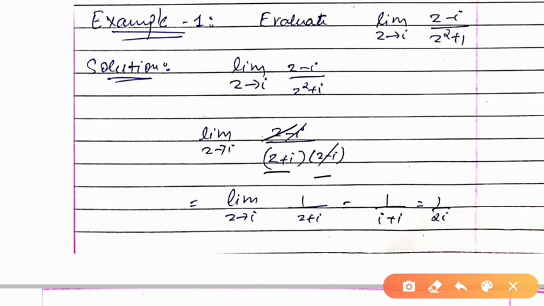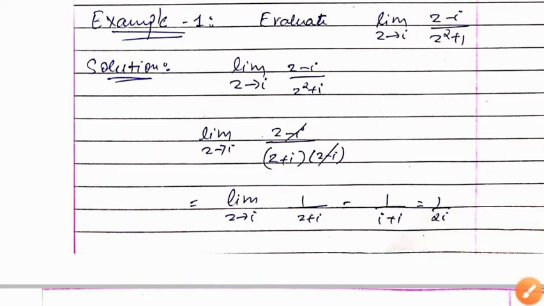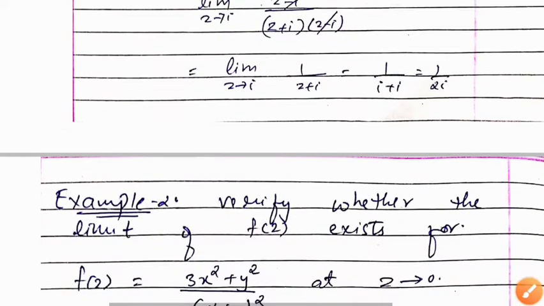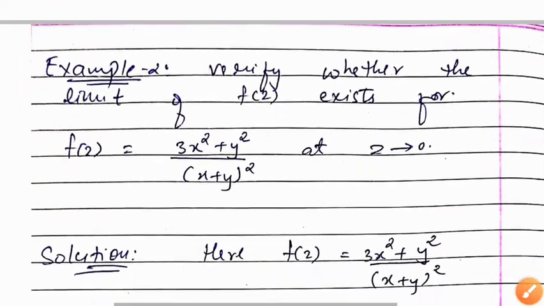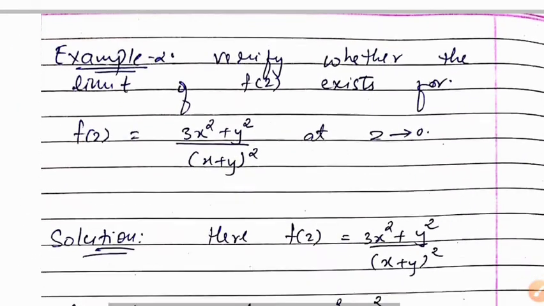See, here you can see z minus i will get cancelled. So you just get 1 upon z plus i. Now we'll put here z equal to i. So i plus i is 2i. So you get your answer as 1 upon 2i. So this was the example of finding the limit.